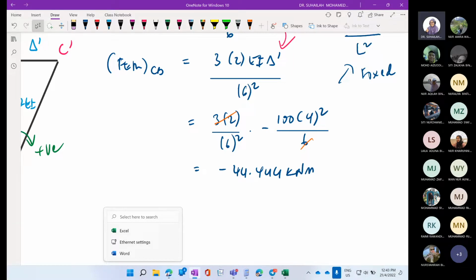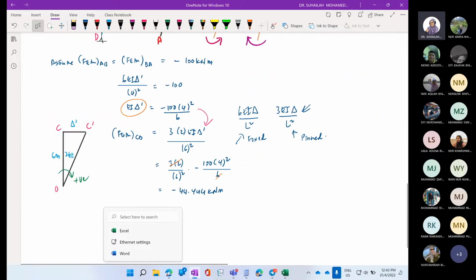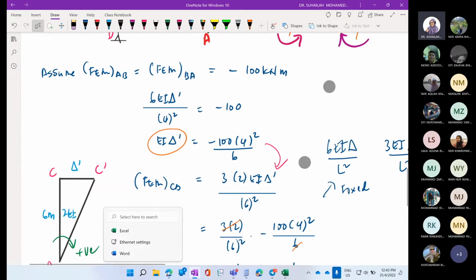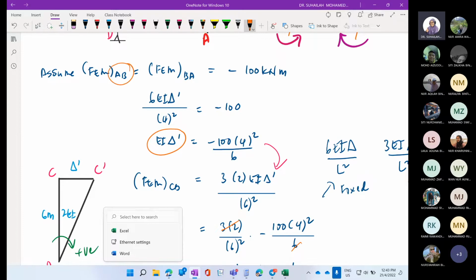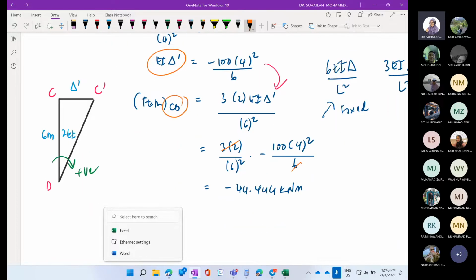So we have FEM AB and FEM BA equal to negative 100, and we have FEM CD equal to negative 44.444. FEM DC is equal to 0 because we use this formula with 3. Understand that? If we use 6, we will have values for both CD and DC.